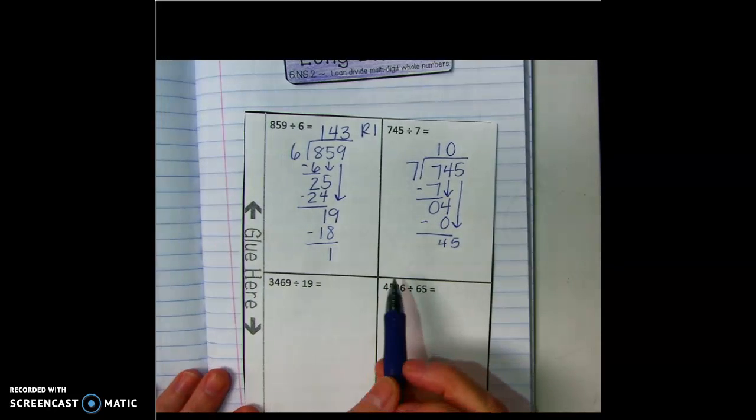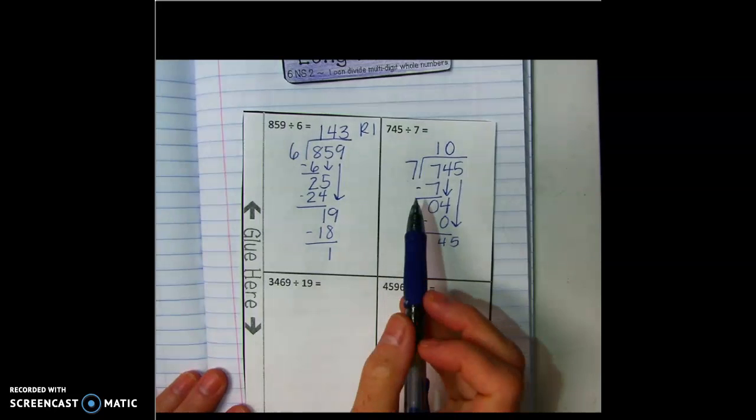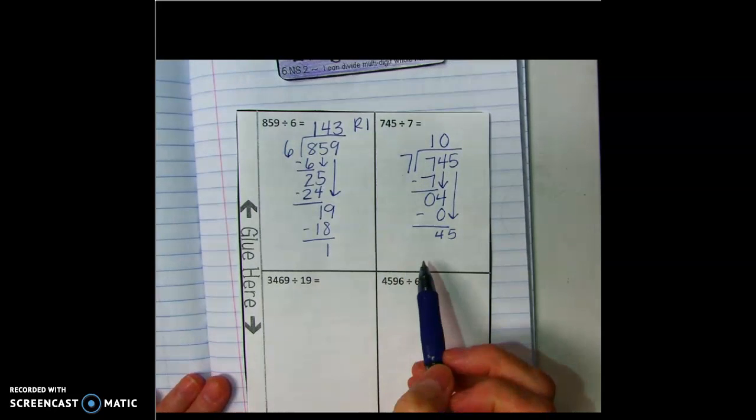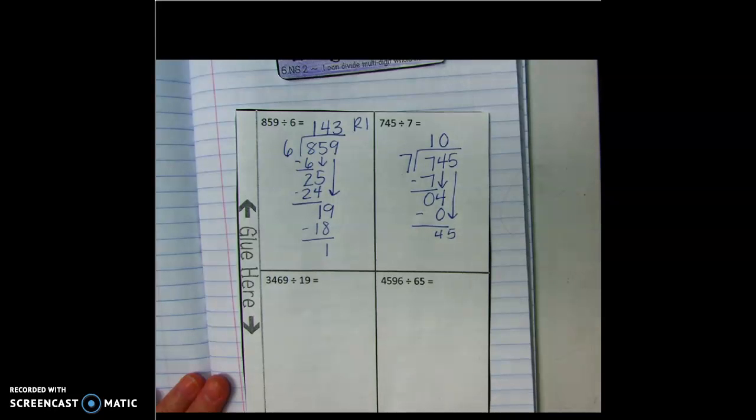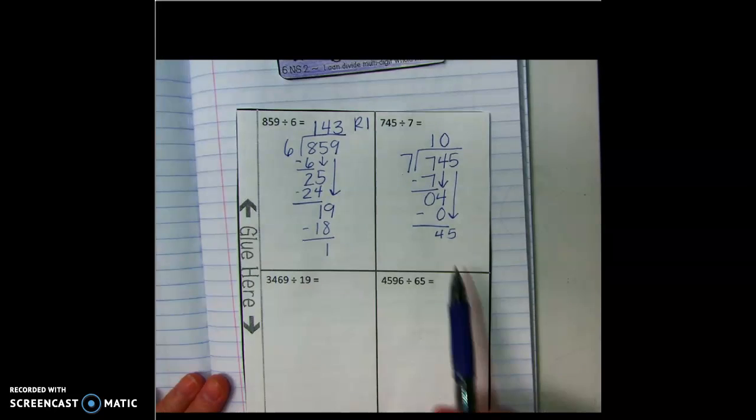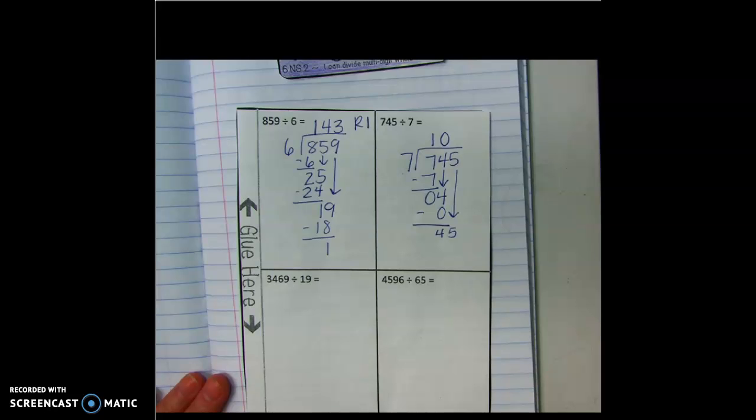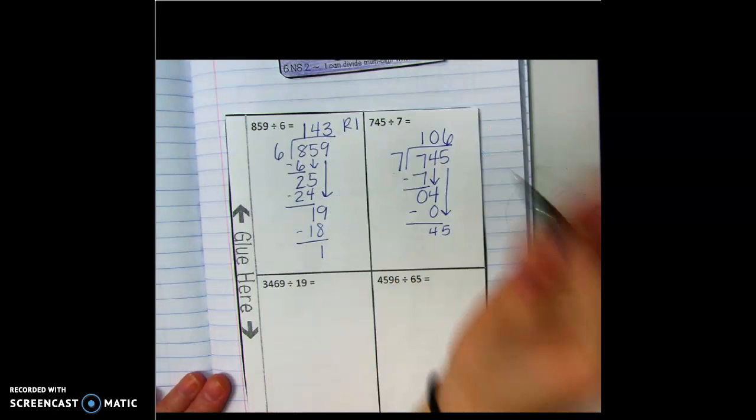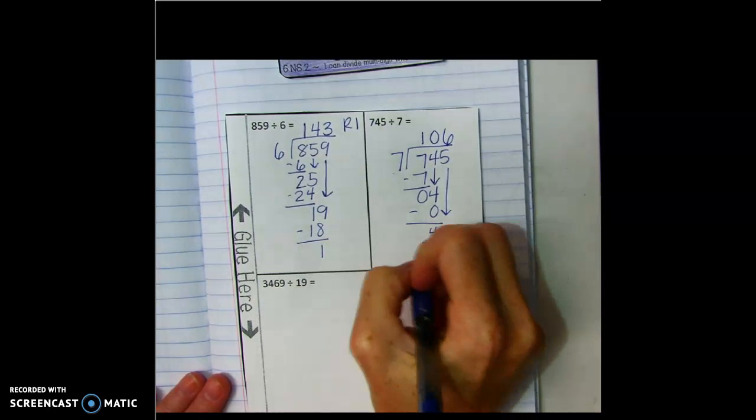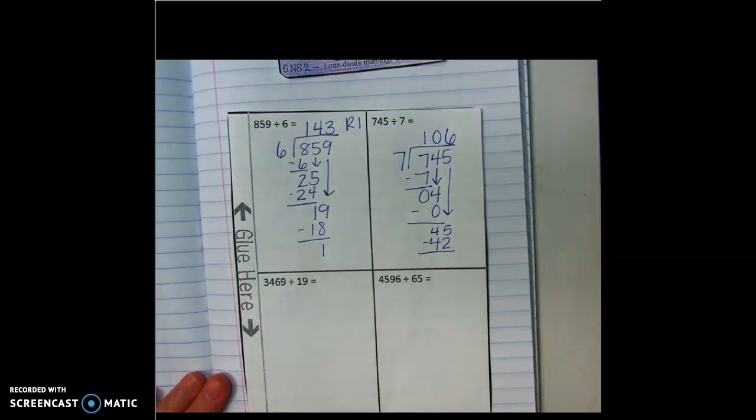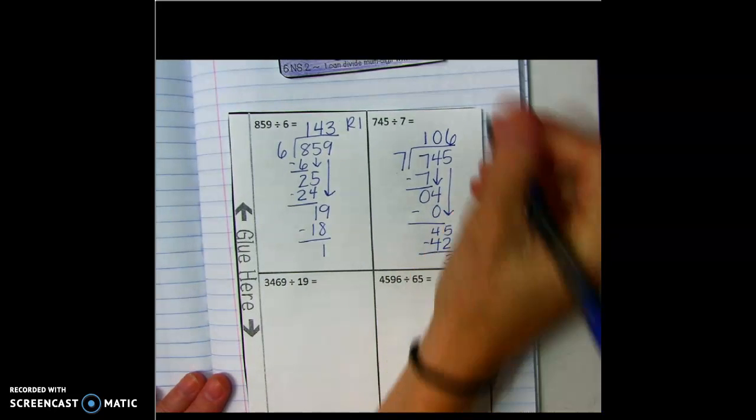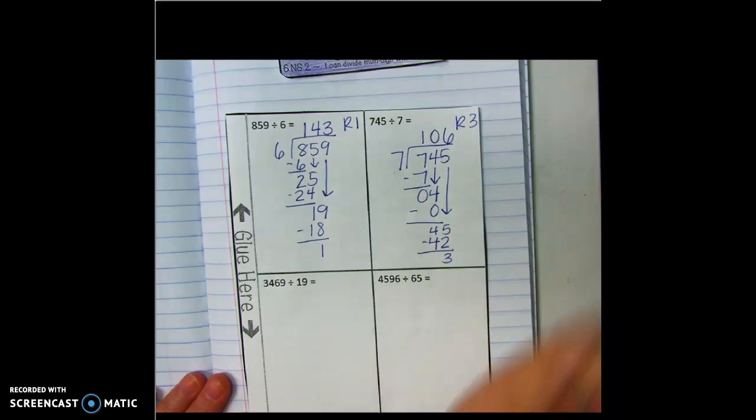Now I have 45 and 7. What am I multiplying 7 by to get as close to 45 as I can, Lindy? Okay, 7 times 7 is what? 49. Is that going to work? No, it's 1 more over. So what am I going to do, Caden? Very good. I'm going to multiply 7 times 6. So 7 times 6 is 42. Subtract. What is 45 minus 42? 3. Good. So my answer is 106 with a remainder of 3.